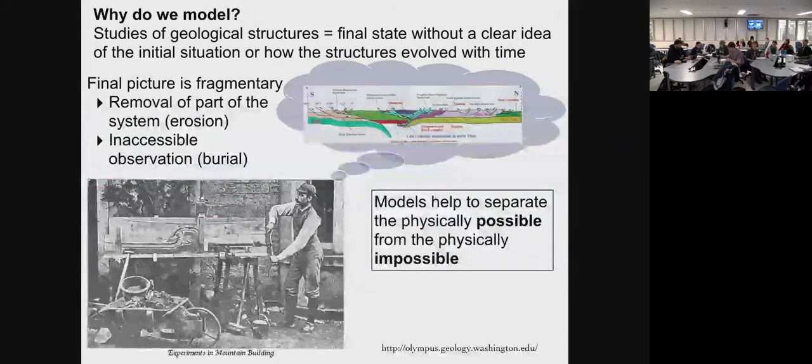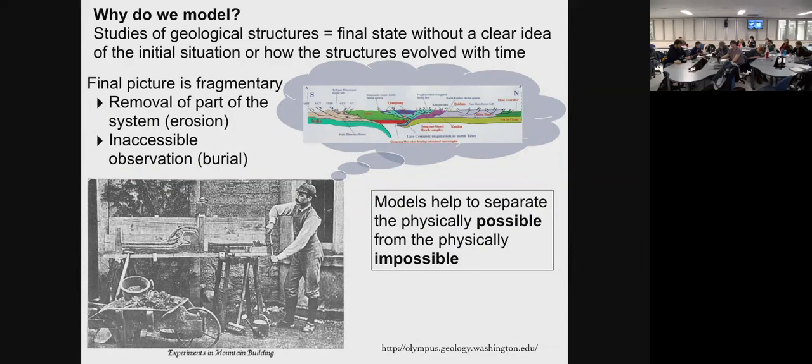So, in geology, why do we model? Well, simply put, what we're looking at from the field observation is, one, a finite picture, right? The rocks are not moving. Unless you're looking at an active fault during an earthquake, you're not seeing rocks moving. If you are, well, yeah, there's other issues.